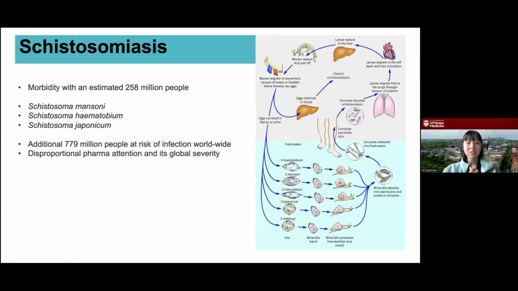And schistosomiasis is such a prevalent disease. It affects around 258 million people, and these are very conservative estimates. And schistosomiasis comes down to 3 different subtypes. One is Schistosoma mansoni, and then there's haematobium and also japonicum. And their availability is really limited to their geographic distributions.